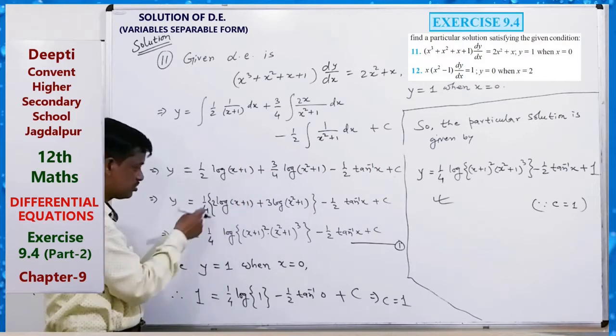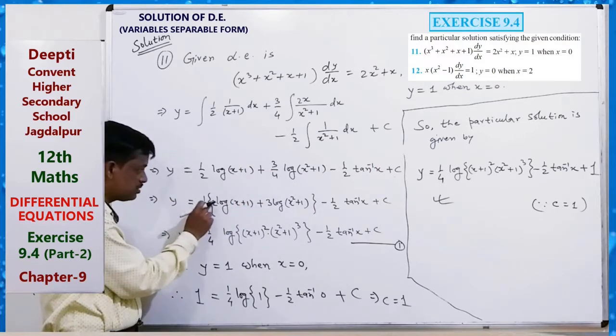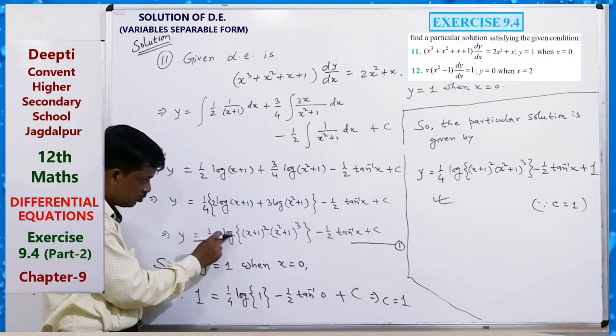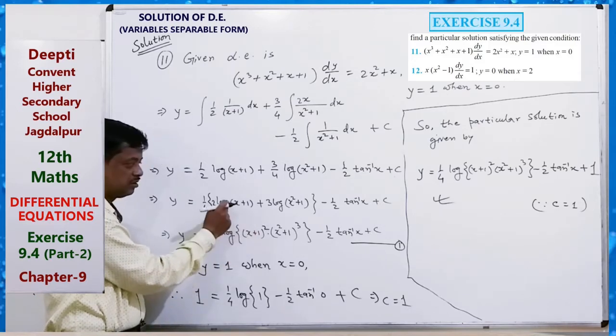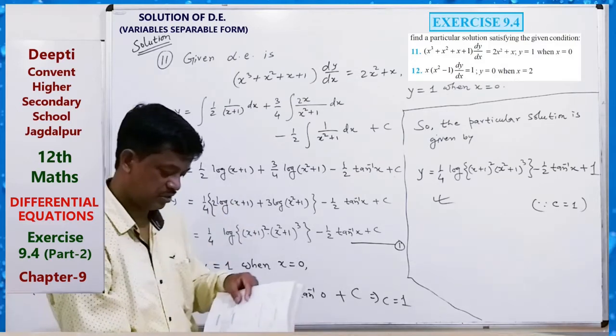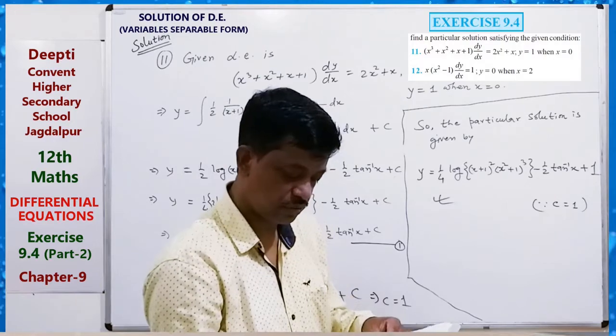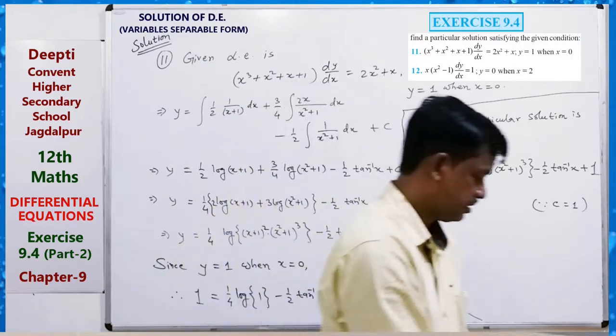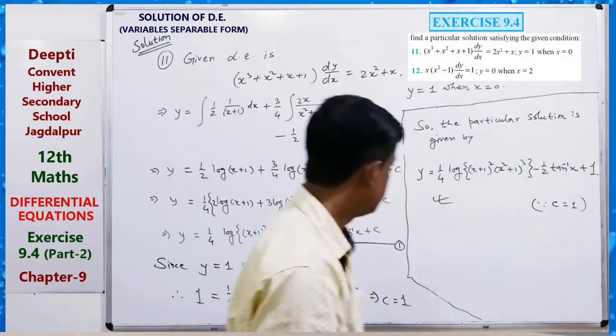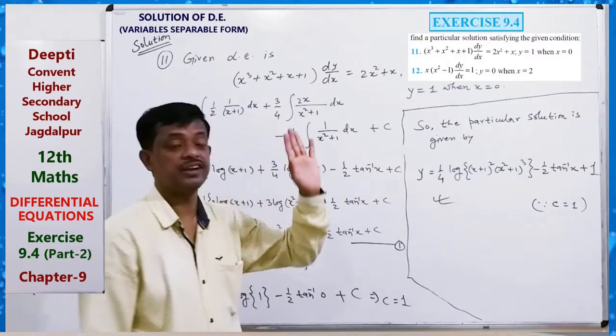Here 1 by 4 is common. Then 2 times of this. So 2 to the power (x plus 1) squared, and this is the solution. Okay. (x plus 1) squared, (x squared plus 1) cubed minus of this. Clear? So this is the method for finding a particular solution.